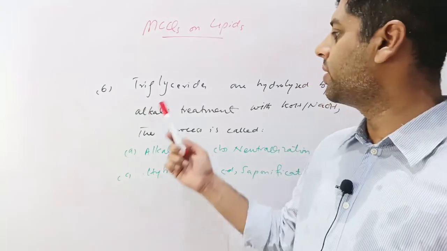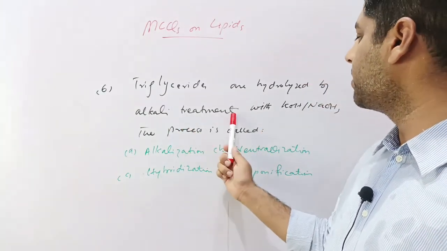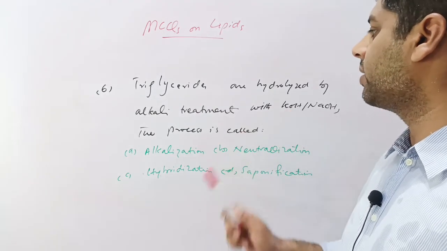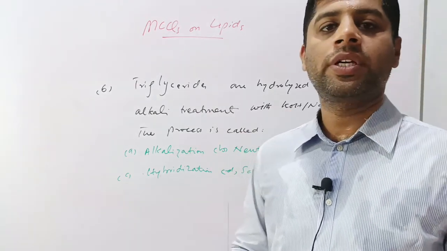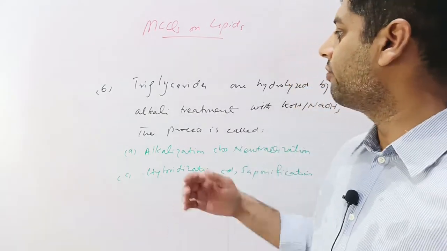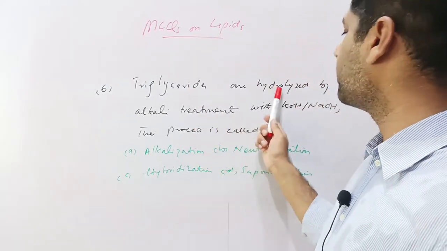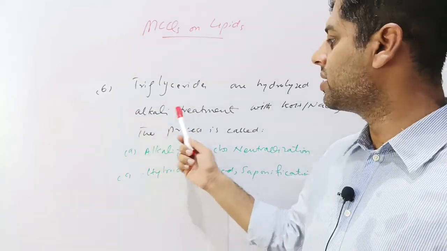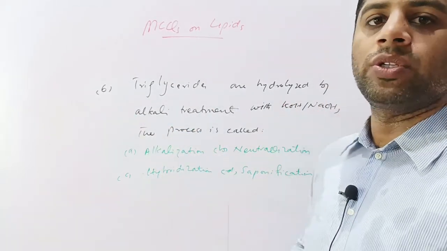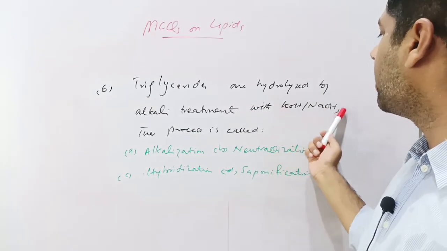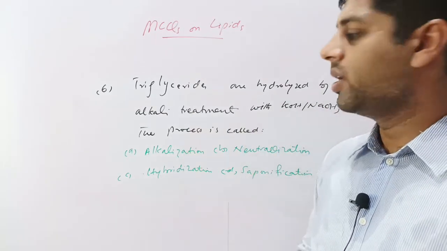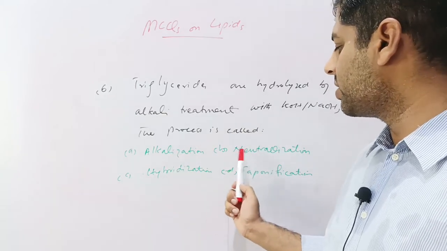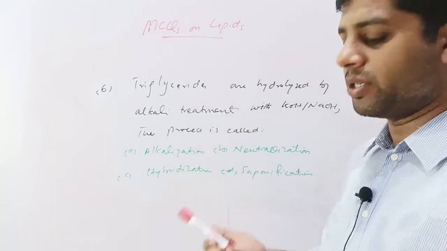Next question is, the triglycerides are hydrolyzed by alkali treatment with potassium hydroxide or sodium hydroxide. The process is called. This is again an informative question, giving the information that triglycerides are hydrolyzed by alkali treatment. So these can be hydrolyzed by the addition of alkalis like sodium hydroxide or potassium hydroxide. This should be kept in mind. However, the process is called, given options are alkalization, neutralization, hybridization or saponification.